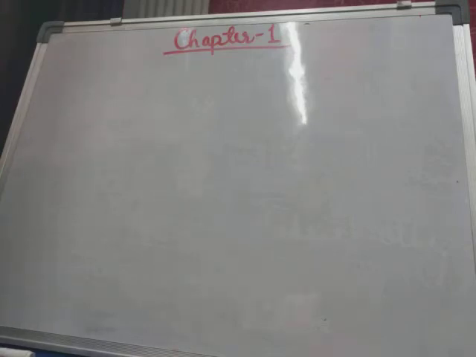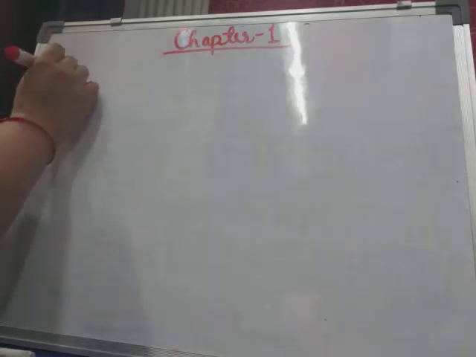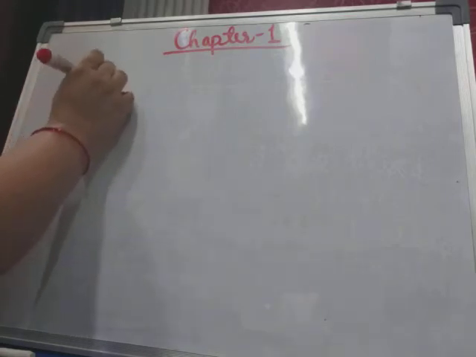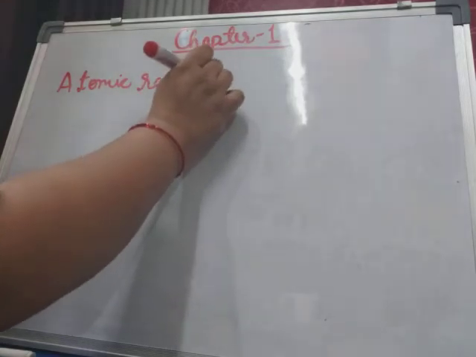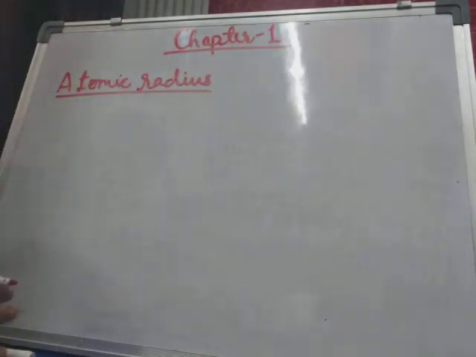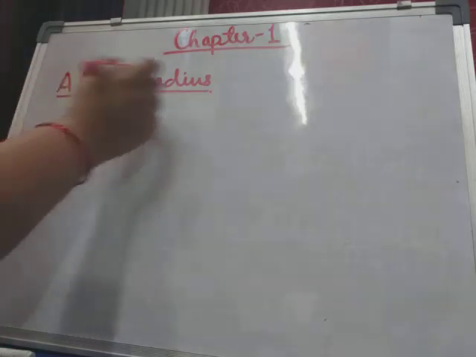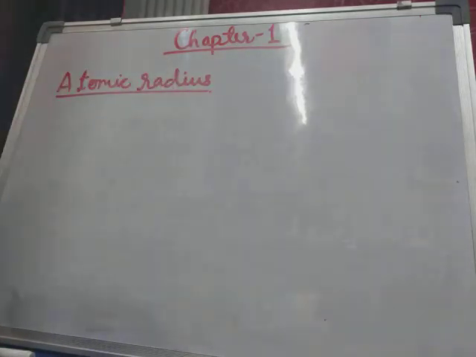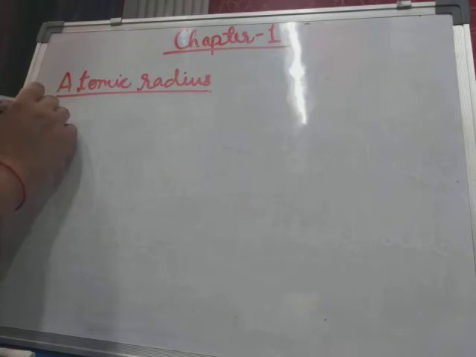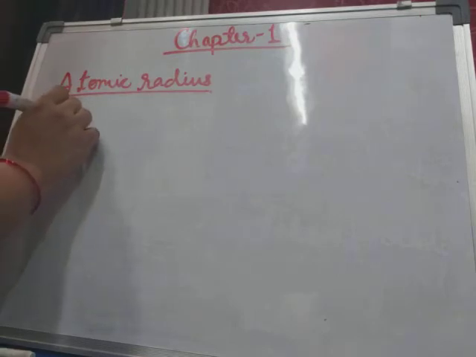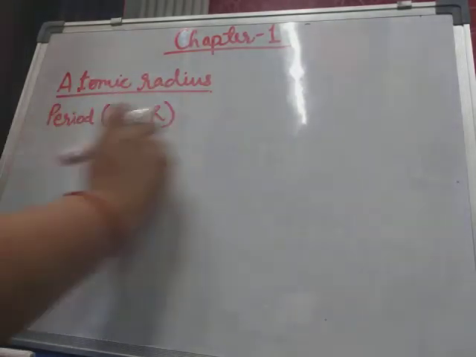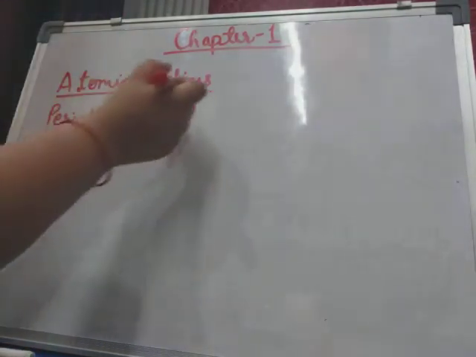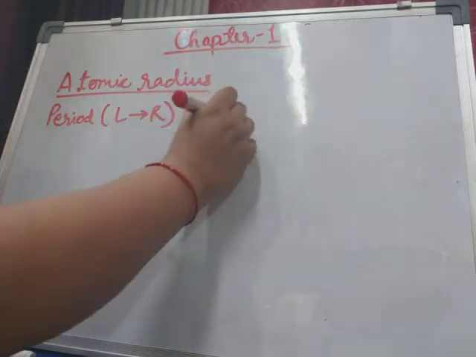So the first thing which we will take here is atomic radius. See, I am not taking the theory portion. I am just telling you how these trends will change in a period and in a group. Okay, first we will take atomic radius. If we are moving in a period from left to right, atomic radius decreases.